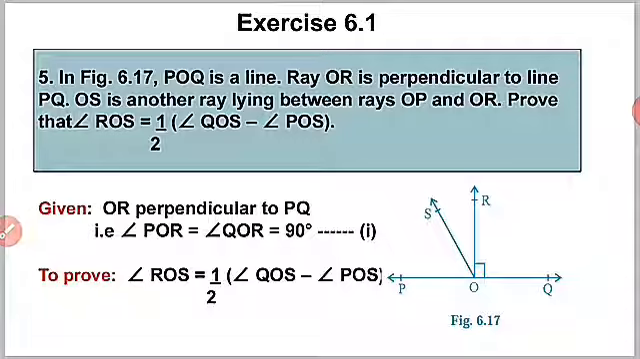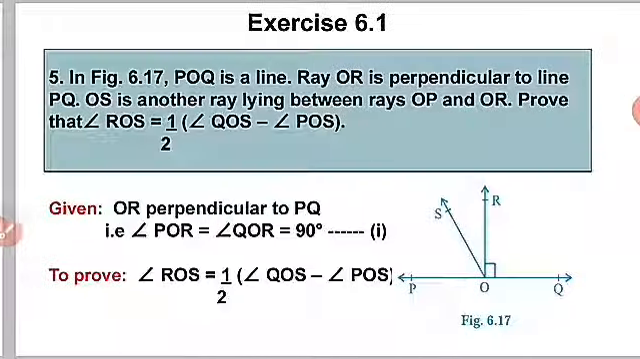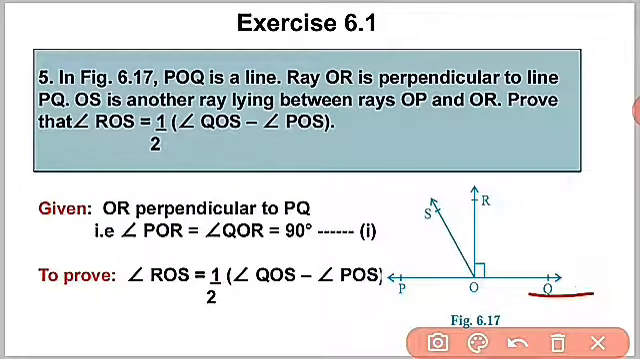Second question we are taking is question number 5. In figure 6.17, POQ is a line. Ray OR is perpendicular to the line PQ. OS is another ray between rays OR and OP. Prove that angle ROS is equal to half of angle QOS minus angle POS.